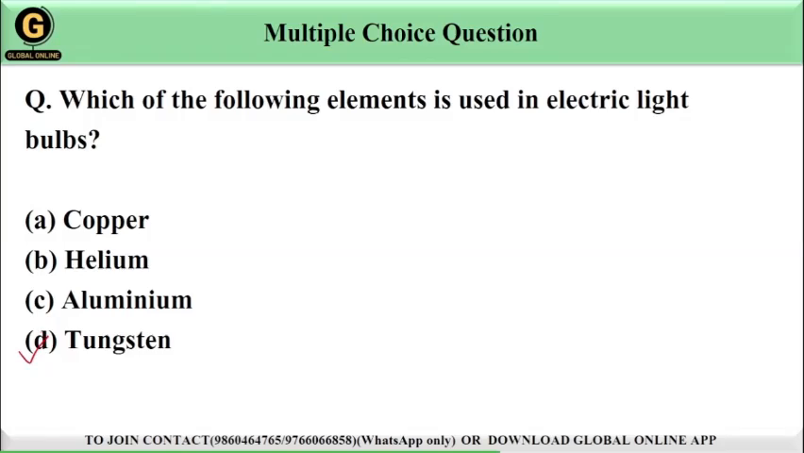it has a very high melting point, which is about 3000 degrees Celsius, and can withstand the heat generated when the bulb is lit. This allows it to glow brightly without melting. So the correct answer is option D, tungsten.